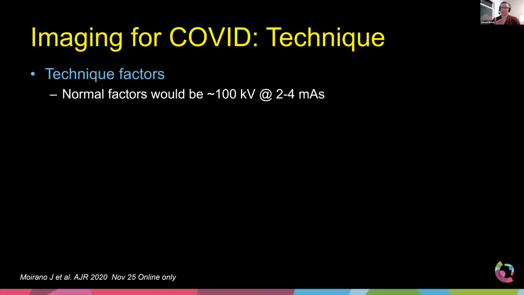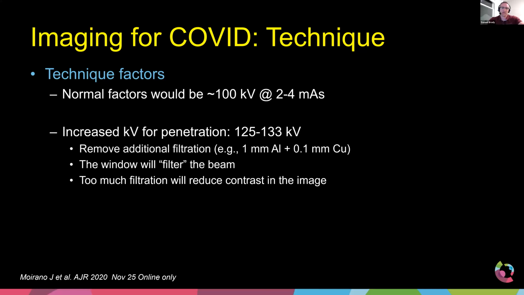If you're in a mobile situation where the mobile goes into the room in a non-COVID environment, this is kind of what you're doing. So we need to modify that. You're going through glass, so we absolutely have to increase the kV. We have to penetrate that glass. You're going to start right around probably 120, 125. You may even have to go a little higher depending on whether it's thicker or older glass.